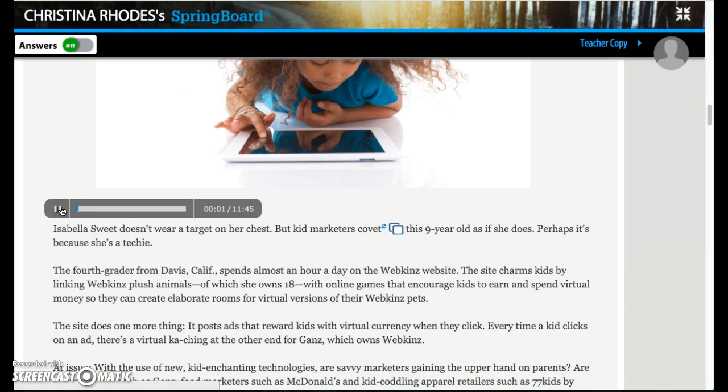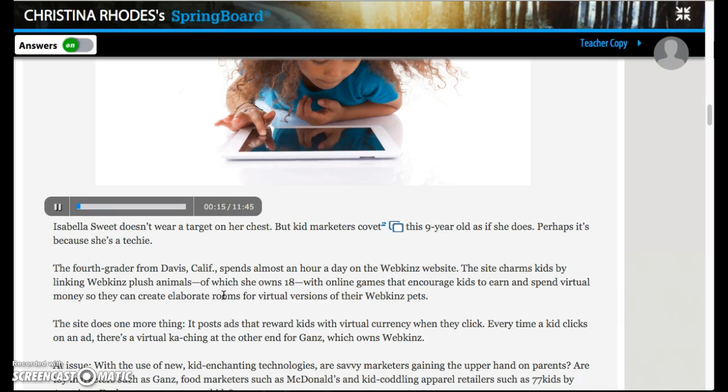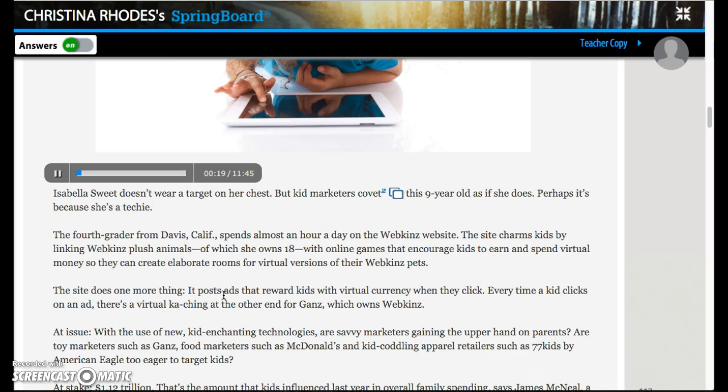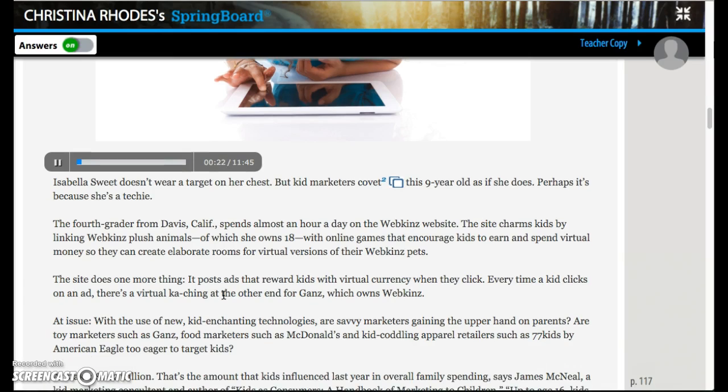Marketing to kids gets more savvy with new technologies. Isabella Sweet doesn't wear a target on her chest, but kid marketers covet this 9-year-old as if she does. Perhaps it's because she's a techie. The 4th grader from Davis, California spends almost an hour a day on the Webkinz website. The site charms kids by linking Webkinz plush animals, of which she owns 18, with online games that encourage kids to earn and spend virtual money, so they can create elaborate rooms for virtual versions of their Webkinz pets.